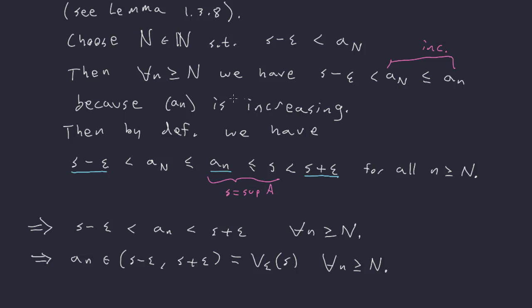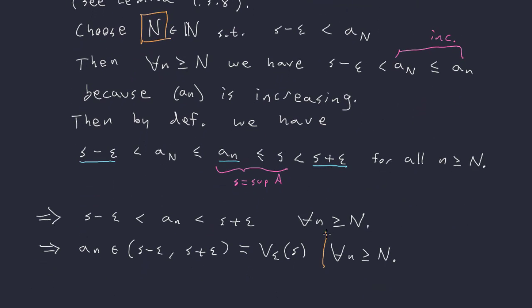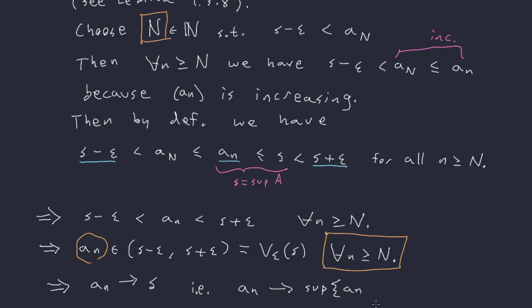So that's actually what we wanted to show. We wanted for all epsilon, right? So for any epsilon greater than 0, we found an N such that for all n greater than this capital N, every term of the sequence is in the epsilon neighborhood around s. So this implies that a_n converges to s. Okay? In other words, a_n converges to the supremum of all the a_n's.